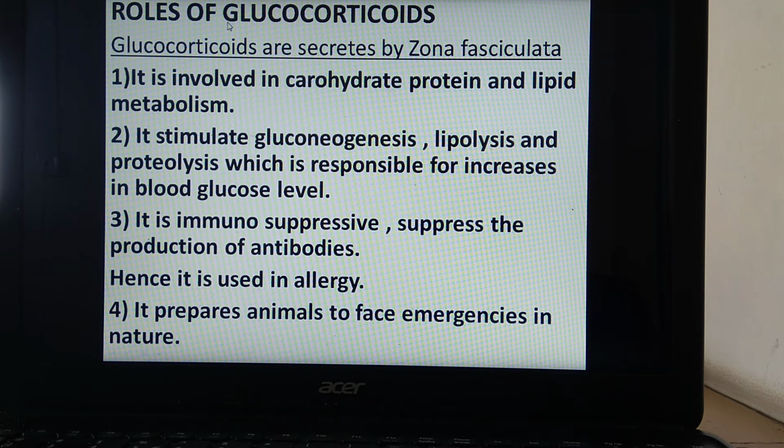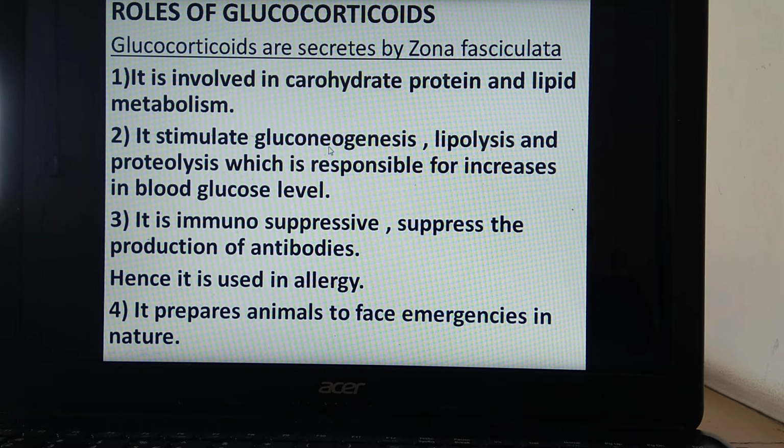As the name suggests, glucocorticoid: gluco for carbohydrates. So it is involved in carbohydrate as well as protein and lipids. Gluco for carbohydrates, corticoids are concerned with lipids. So it maintains carbohydrate, protein and lipid metabolism.